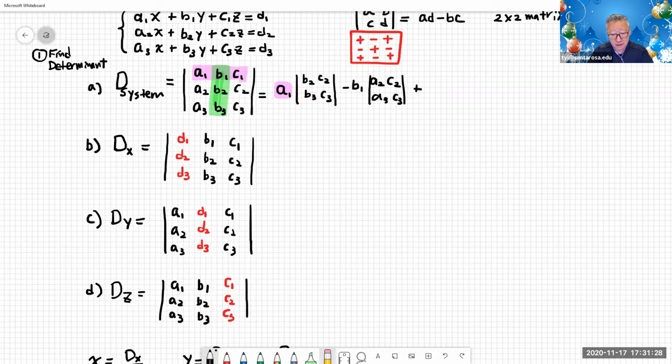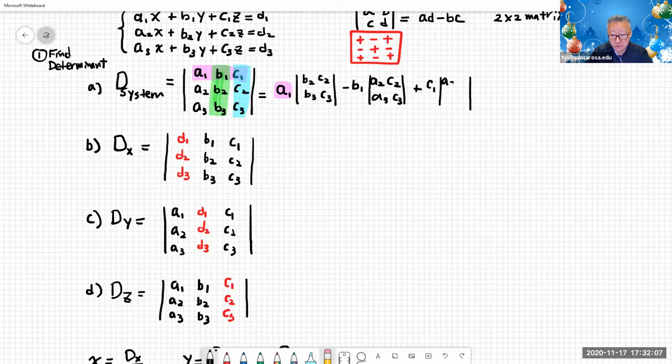Now the next one that we are going to shade is going to be the last column, this column over here. The remaining here is going to be A2, B2, and A3, B3. So here we have C1.